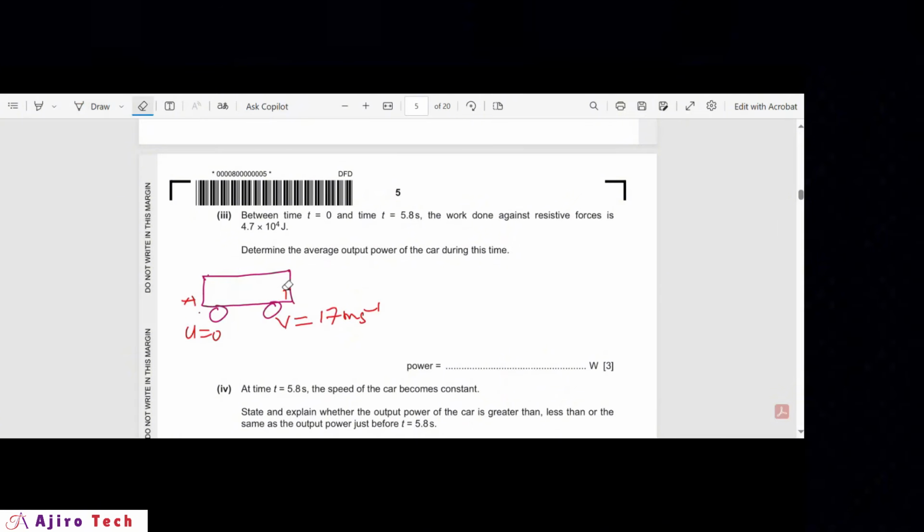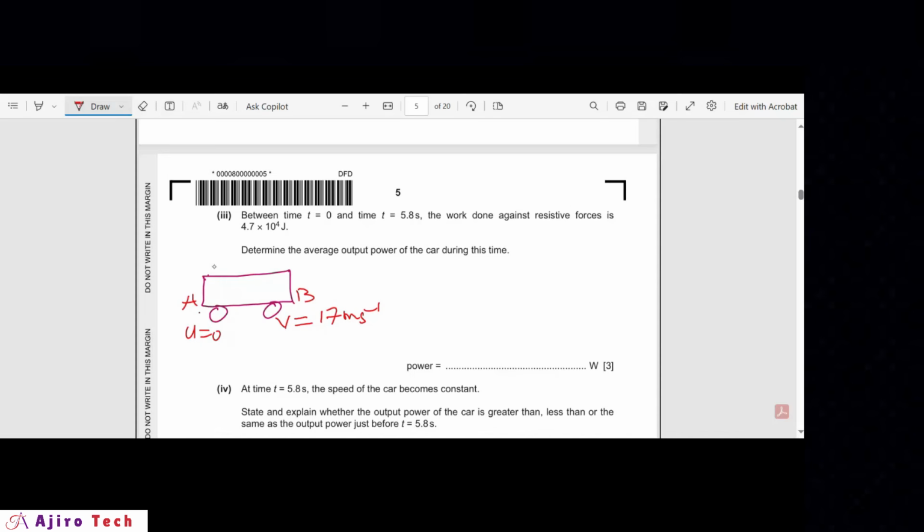So let me say point A to B. As the car is moving from A to B, work is done against a resistive force. That means at the beginning, A represents the input energy. B represents the output energy.